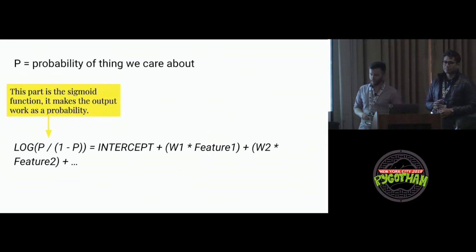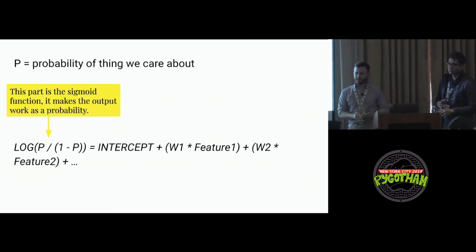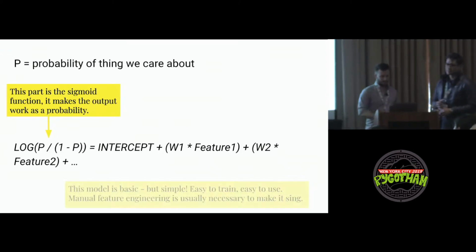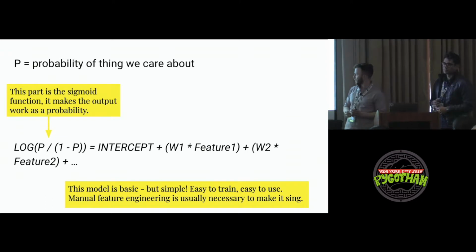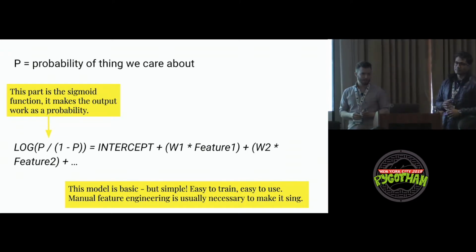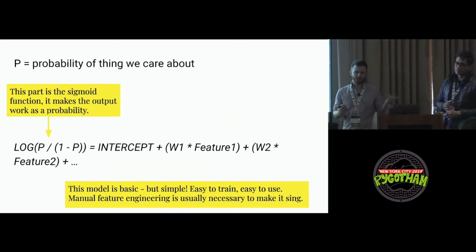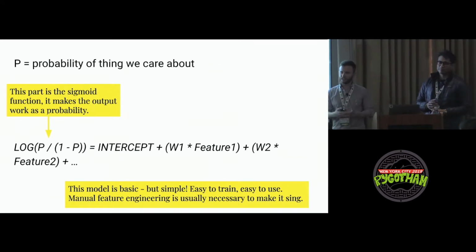This fancy part of the left is not something we're going to get into, but that's the part that makes it logistic regression, not regression. Makes it look like a probability. And this is simple. It's easy. But to make it work for many non-trivial problems, you need a lot of feature engineering. And feature engineering means that you take your data and you add on other functions of the data.